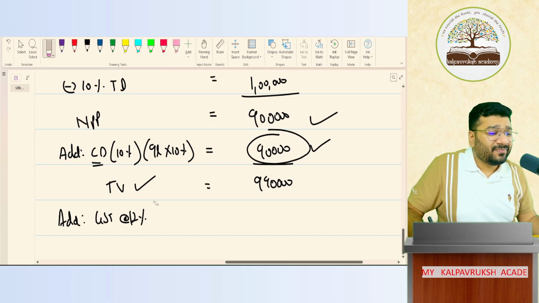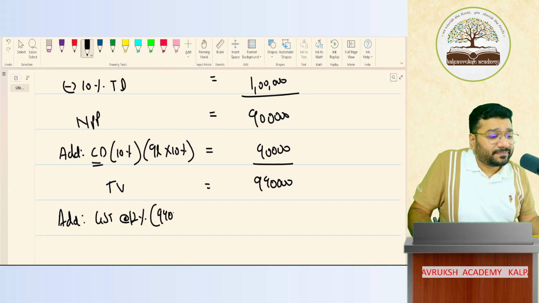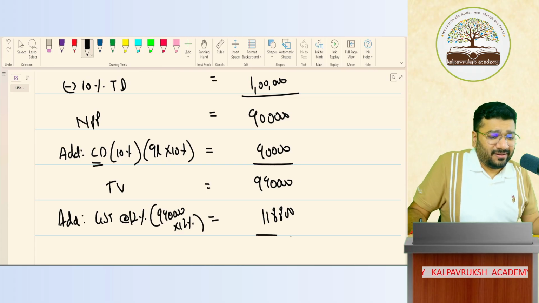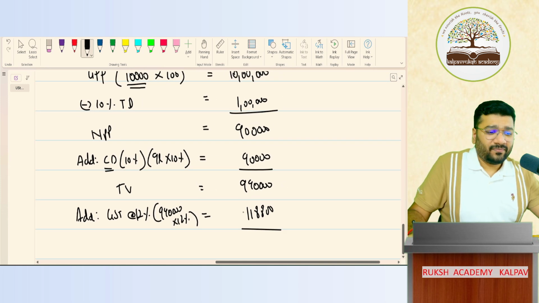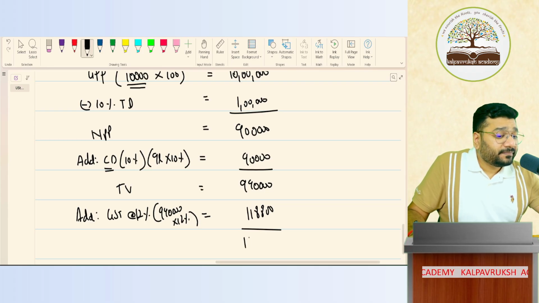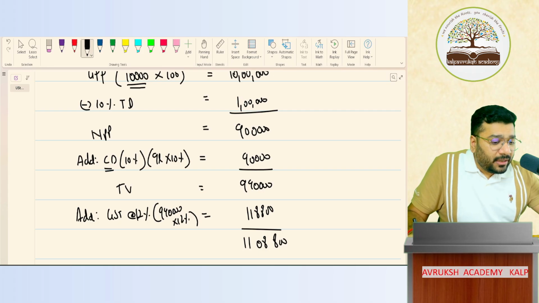So, on 9,90,000 into 12%, it is 1,18,800. Any problem so far? Now tell me, what is the final value? 9,90,000 plus 1,18,800 is 11,08,800. Is this clear or not clear? Now come back.